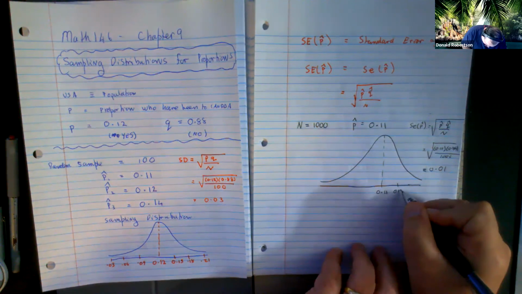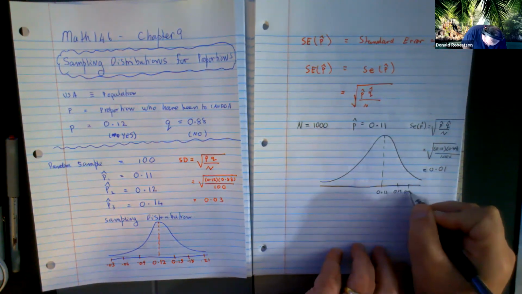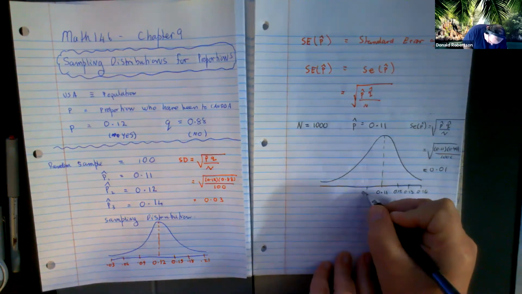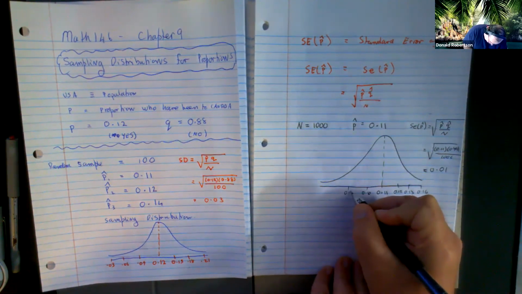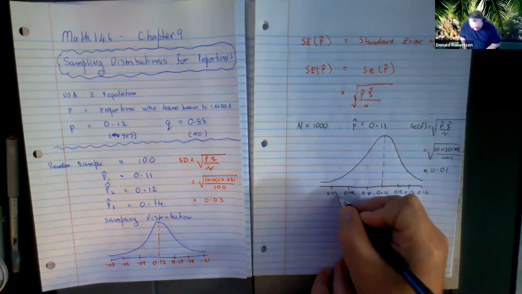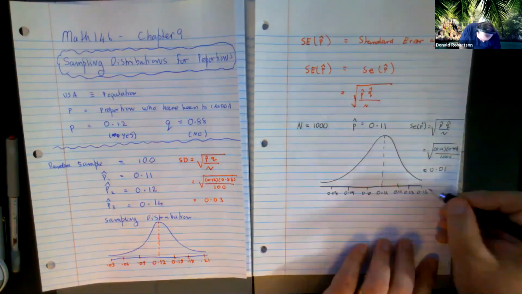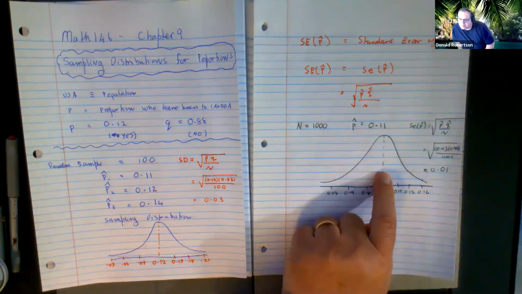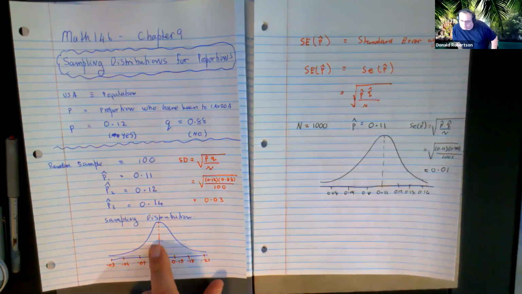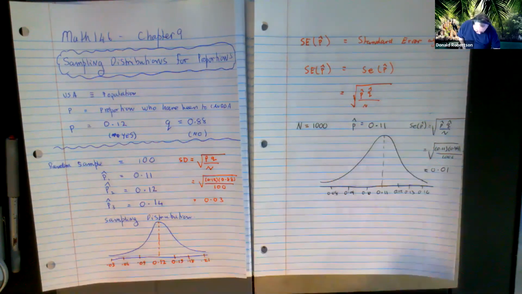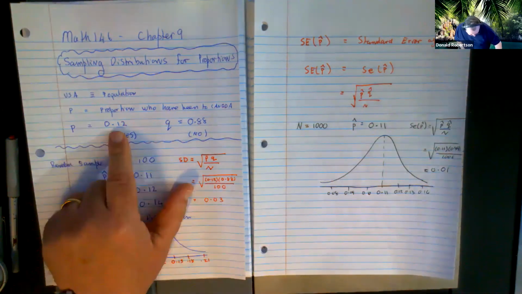So 0.12, 0.13, 0.14, 0.10, 0.09, and 0.08. So this fella here is my best estimate of what the real answer would look like, right? In any given case, right? Now, how do I use this to help me make a prediction?